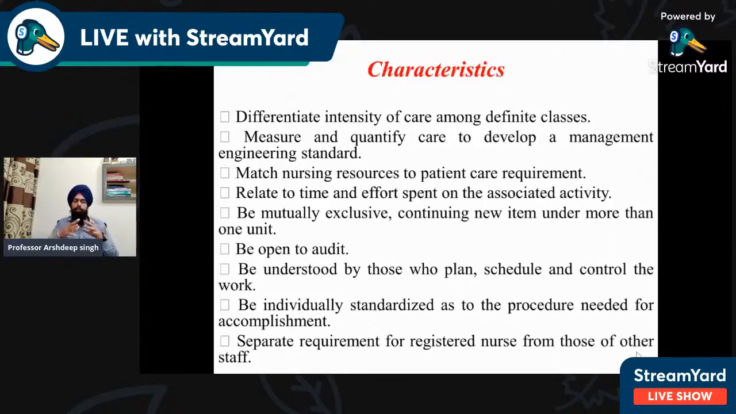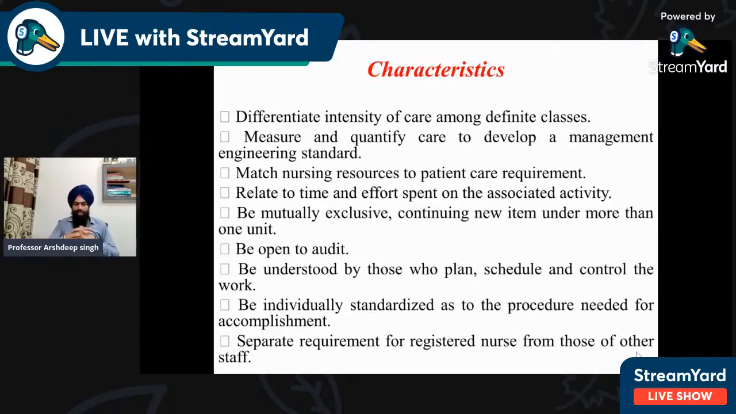So, and also quantify a system, an engineered system of the different standards, in this manner we will be able to provide the care to the patients. Third is matching nursing resources to patient care requirement. So we are arranging the staff according to the needs. That is the basic characteristic of this PCS.